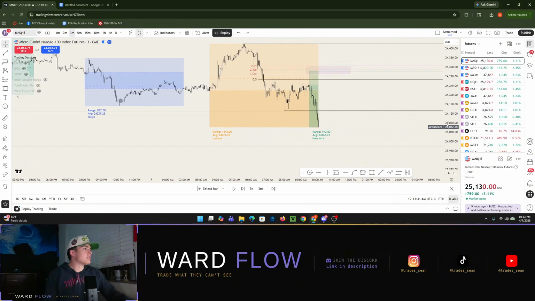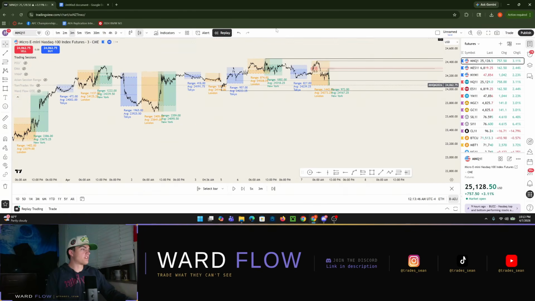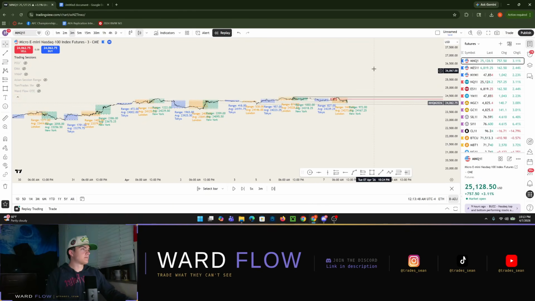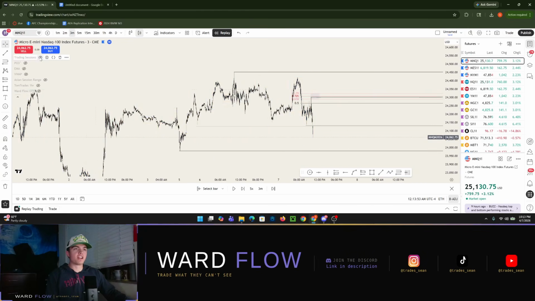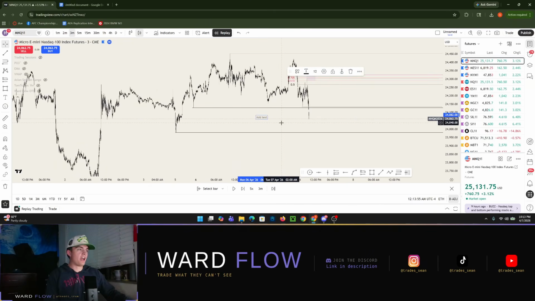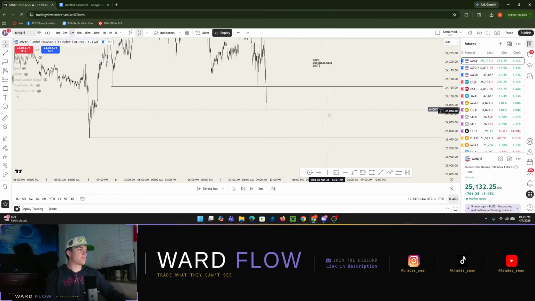Going back to our three-item checklist, we come back. Coming back to our checklist here, we need: one, a draw on liquidity; two, displacement; and then three, the OTE, right? So here, what do we see now? Now it looks way more simple, right?